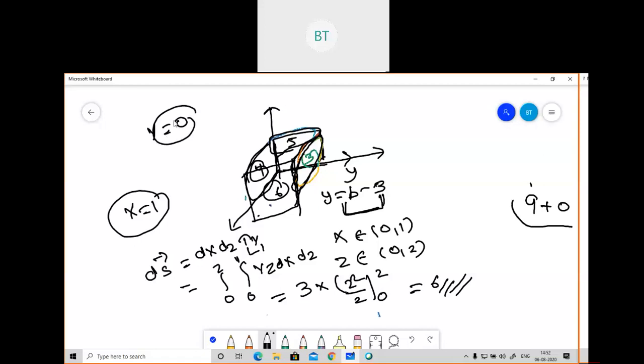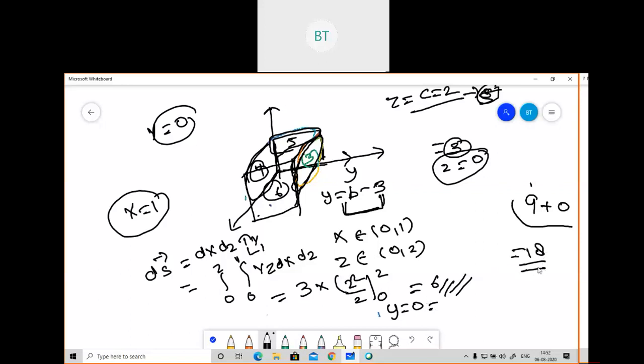Now for the fifth part, what will we see? We'll see z will vary and the value of z will be fixed. z equal to c equal to 2 for the fifth part, and from there you can calculate z equal to 3, and for the sixth part z will become 0. Likewise for the fourth part y has become 0. So when you add all those values, you will get 18 there. So this is homework for all of you.